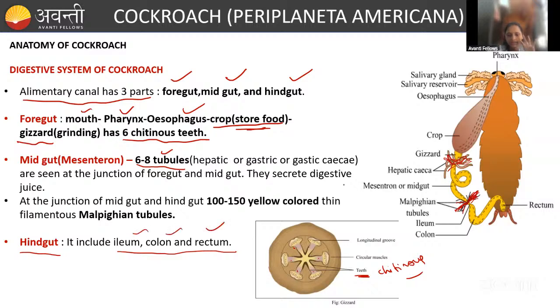Remember this diagram. The diagram and labeling is very, very important. This is the crop. The crop is acting as a stomach, storing the food. The gizzard is mainly for the cutting and grinding purpose. Okay, remember.